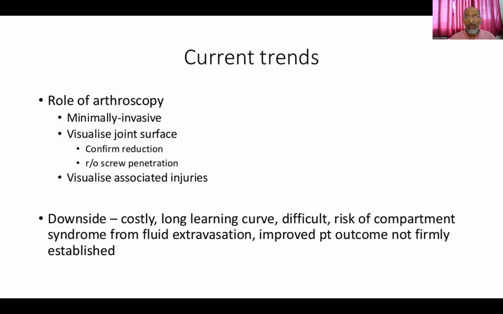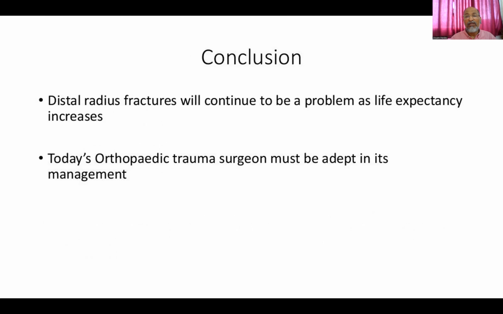So the conclusion is that distal radius fractures will continue to be a problem as life expectancy is increasing. Previously, life expectancy was 65, 70. Now it has gone to 90. So the magnitude of the fracture load has increased or will increase, and so today's orthopedic trauma surgeon must be adaptive in management.